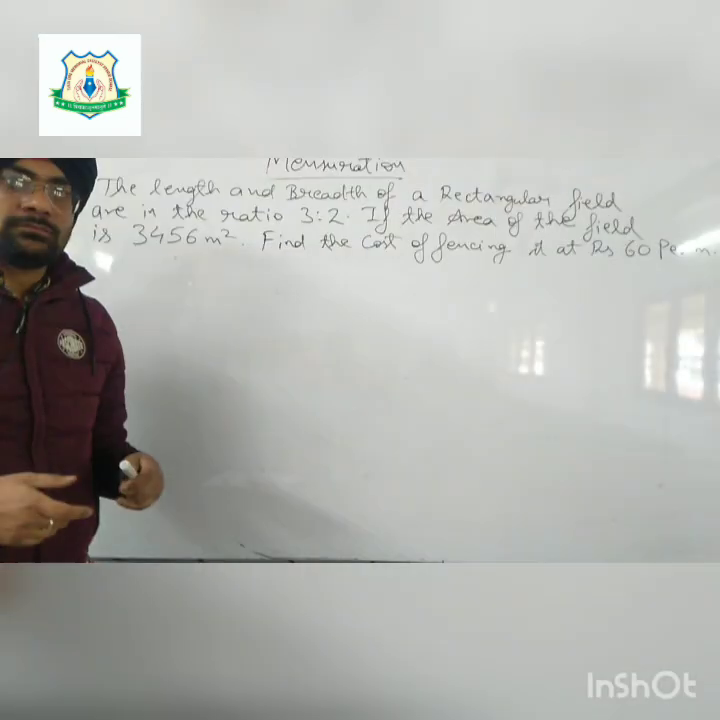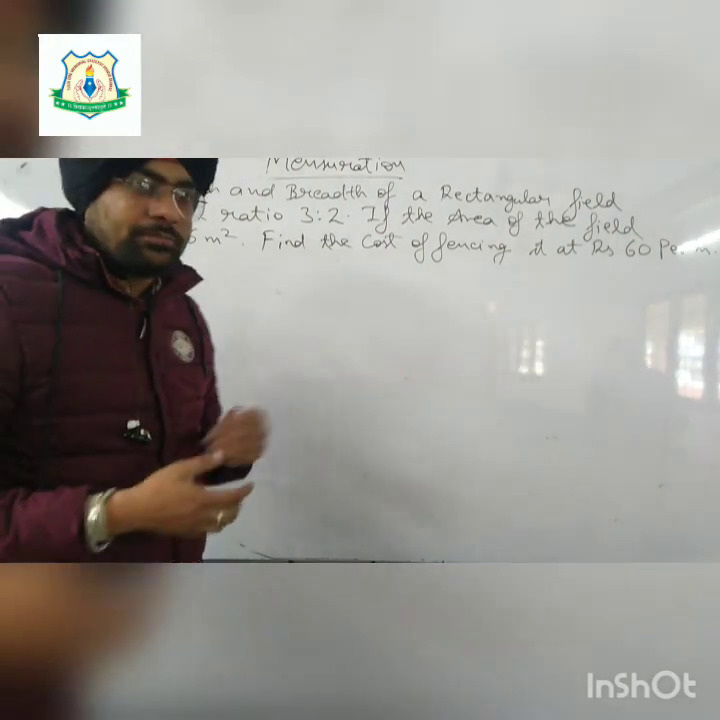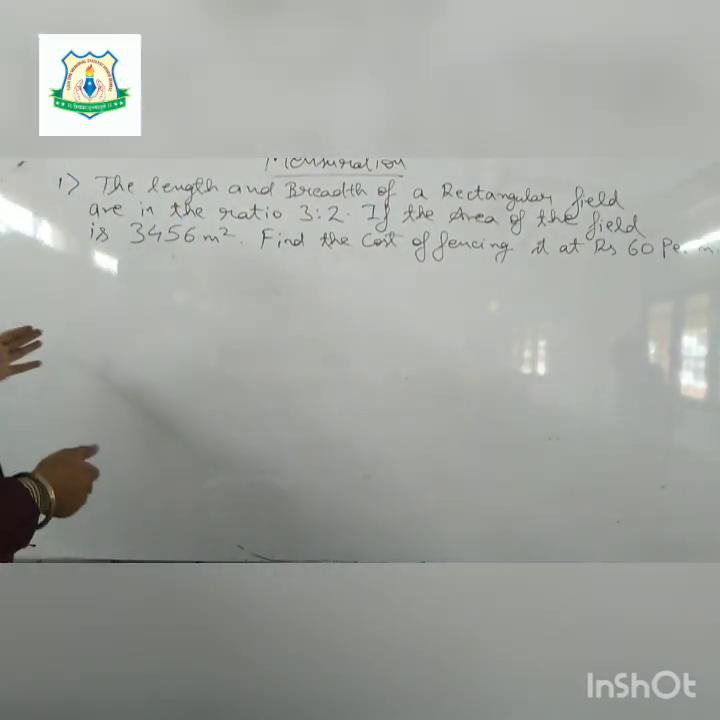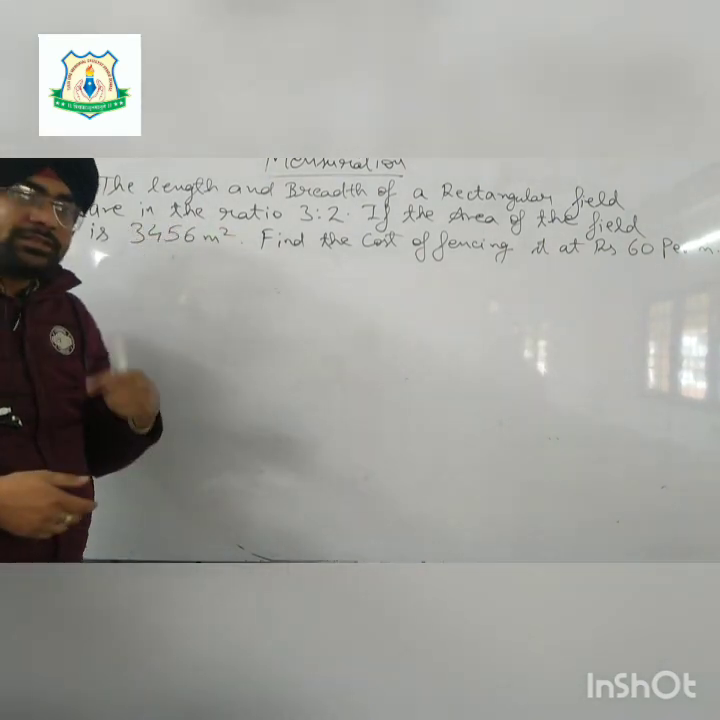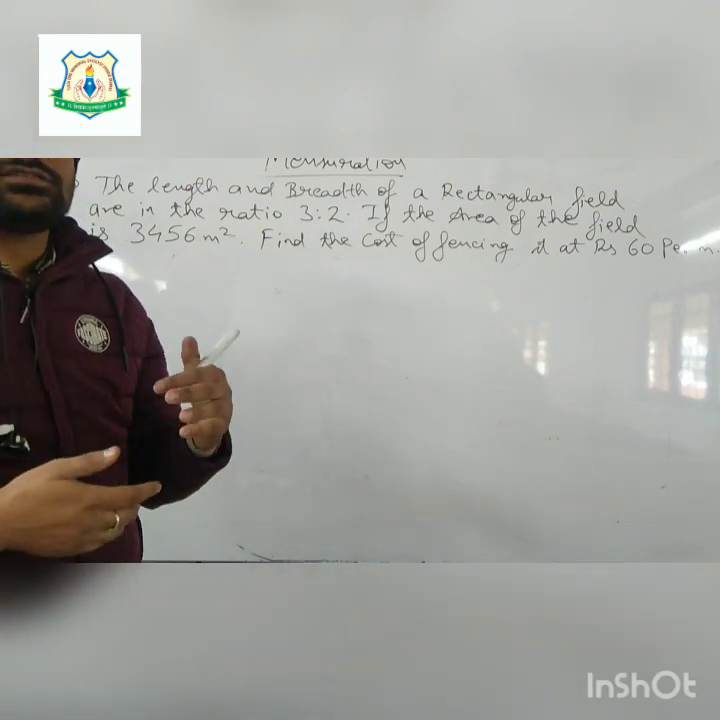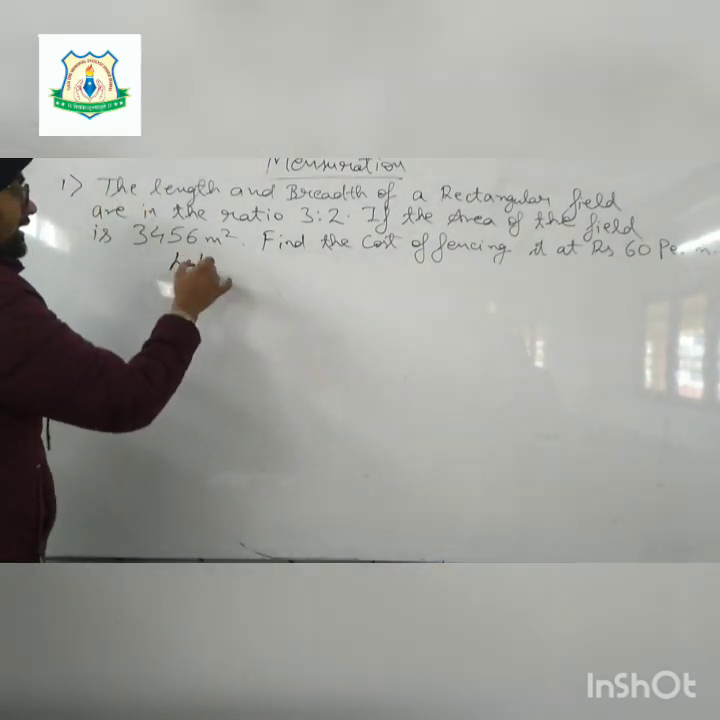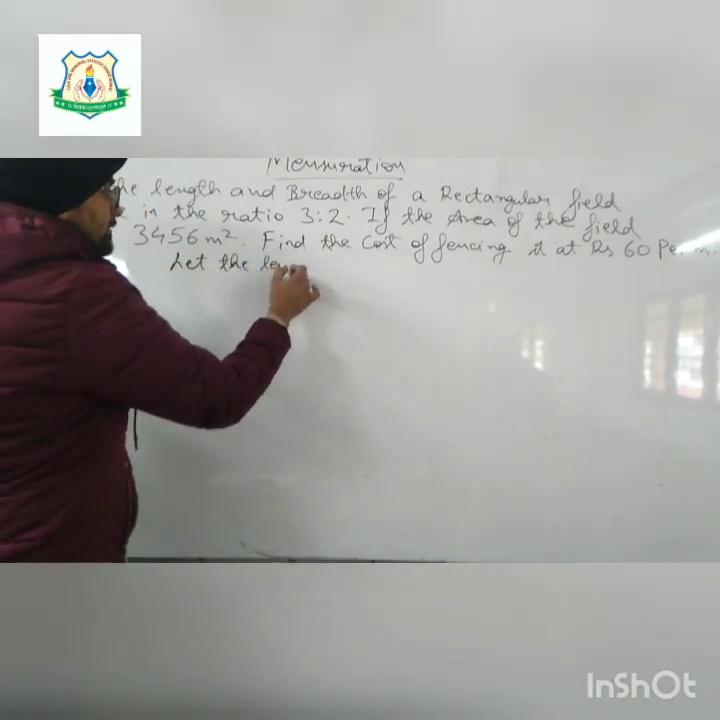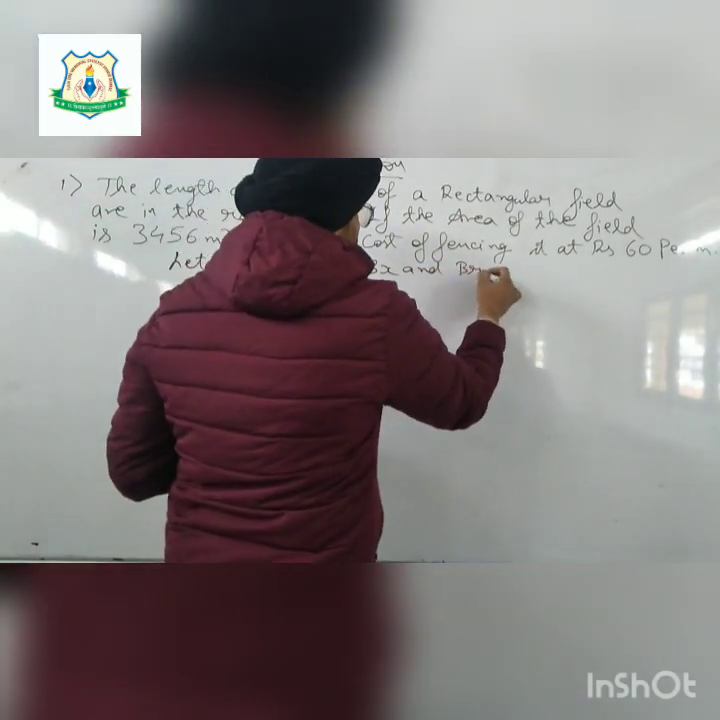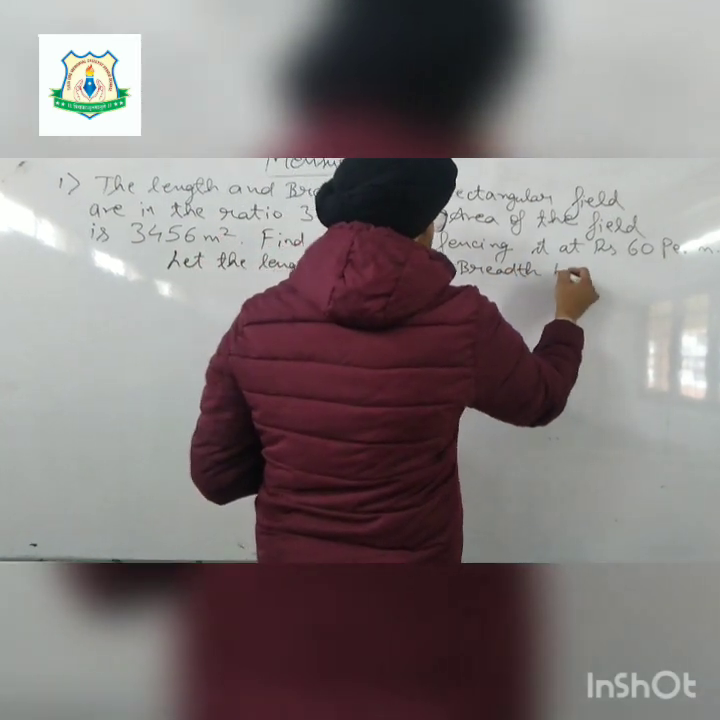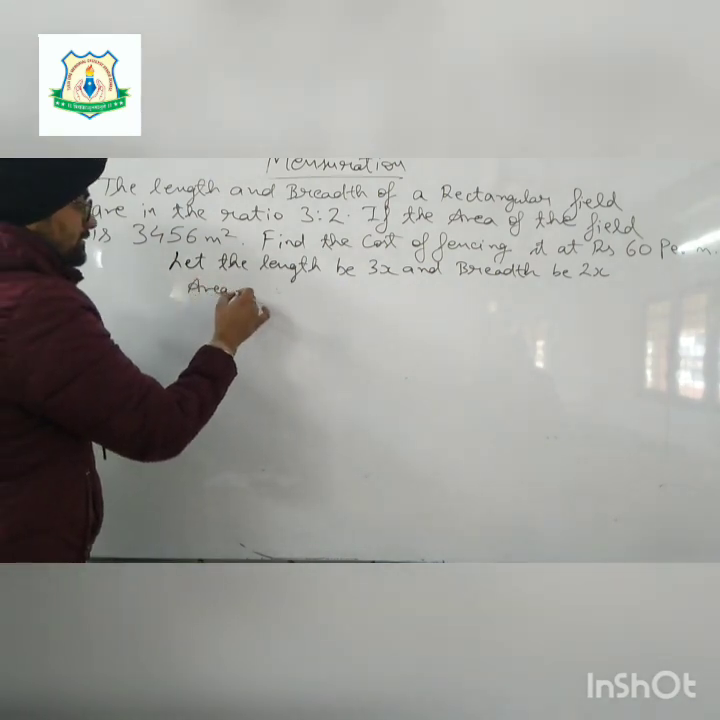Now see here, I have taken one question based on the concept of area and perimeter. It is written that the length and breadth of a rectangular field are in the ratio 3:2. Whenever things are given in a ratio, we can suppose that the value is multiplied by some unknown quantity. So we can take here, let the length be 3x and the breadth be 2x. Area is given as 3456.